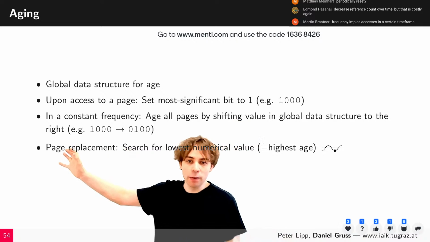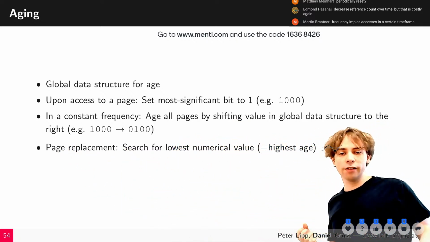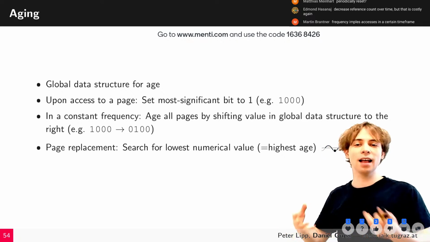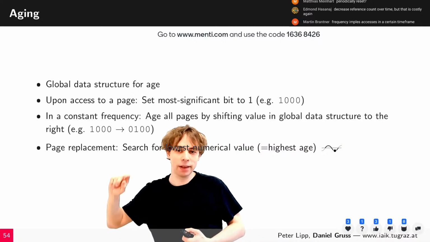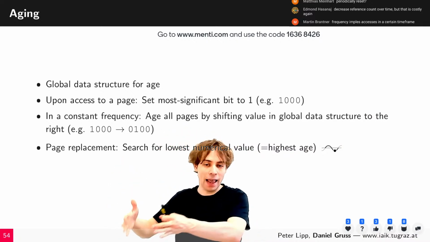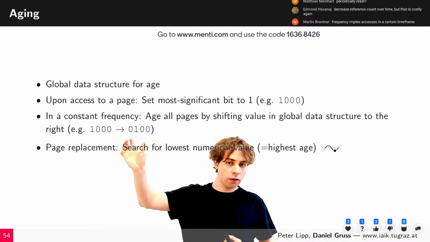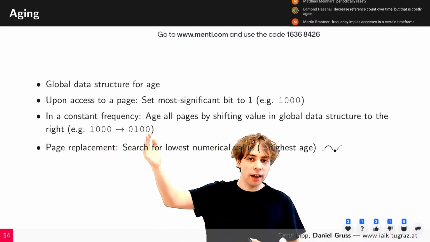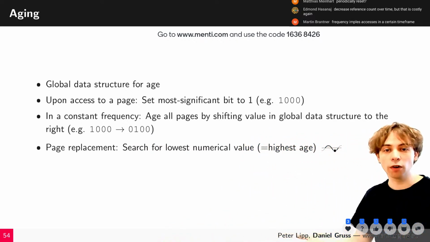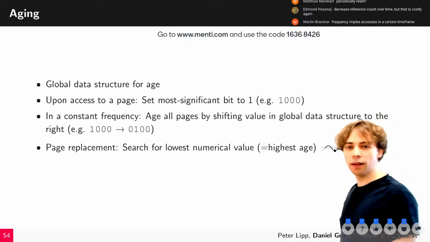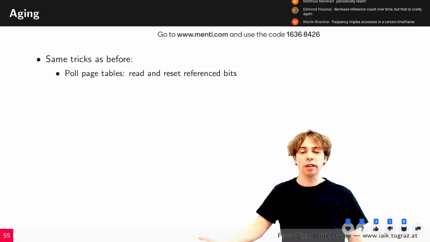For the page replacement, you search for the lowest numerical value, and that means the highest age, or the page that has been aged the most times. Let's imagine this happens not just once but more often, then the value will at the end be 0 even. And then you can easily say, okay, it's 0, so this is one of the oldest pages. Okay. Can we implement this? Of course, we use the same tricks as before.